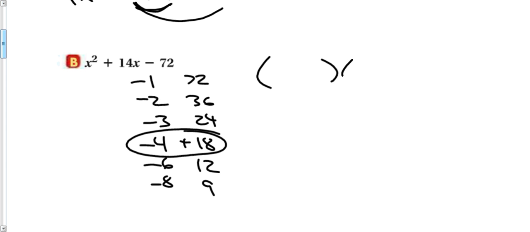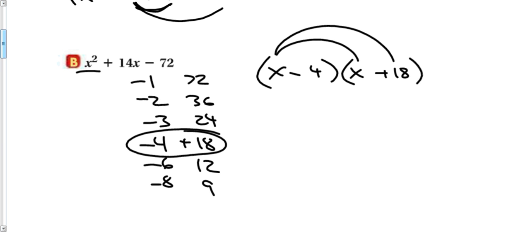So, setting up my two binomial factors, I have an x squared in the front, which means that both of my first terms have to be an x. And now I know that I have a minus 4 and a plus 18. When I FOIL this out to check, I have x squared plus 18x minus 4x minus 72. So that works. And those two factors would be my answer.